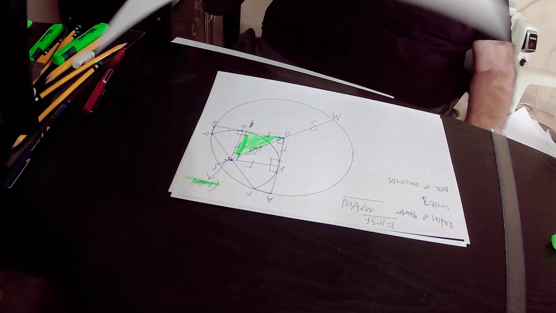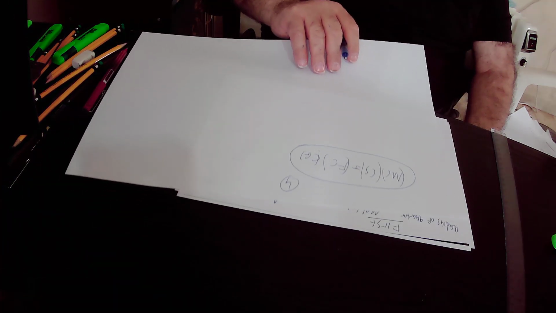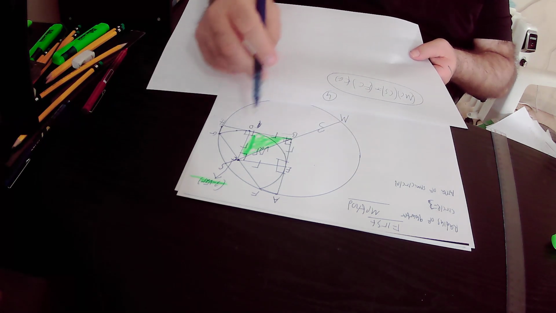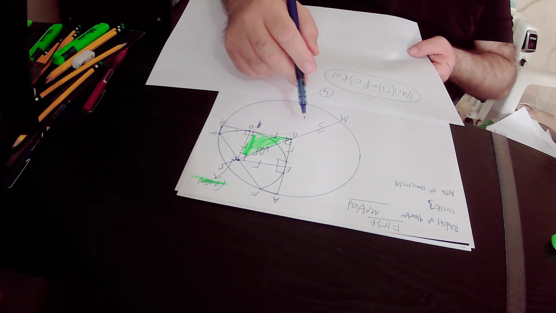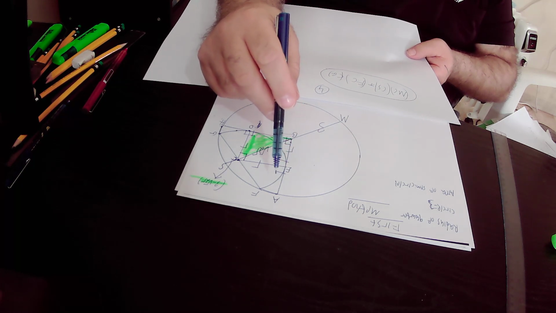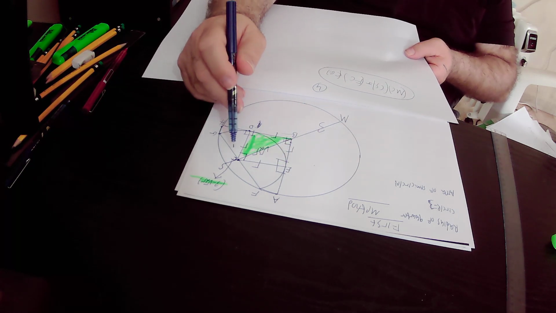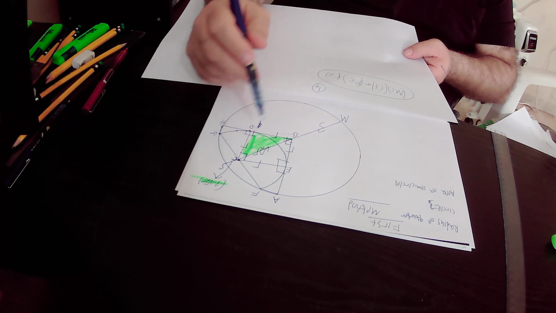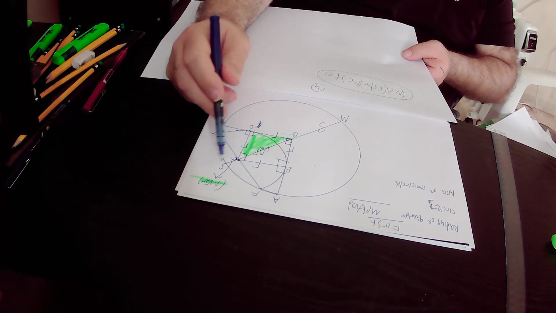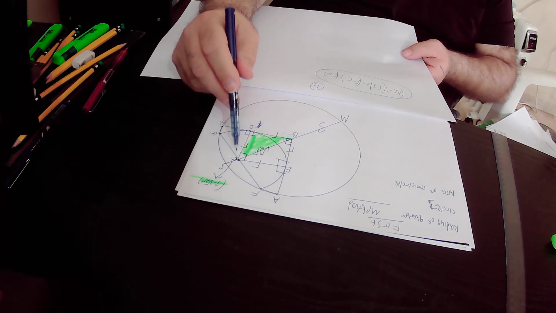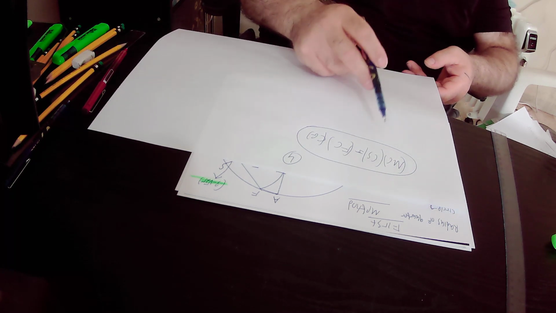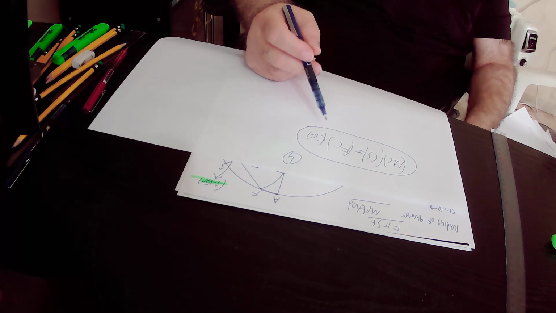I'll repeat again. Chord MS intersects with chord FG, and the intersection point is at point C. Therefore, according to the rule that I mentioned, MC times CS equals FC times CG.